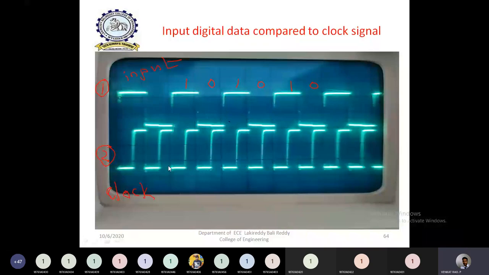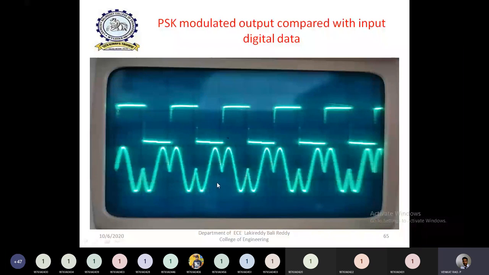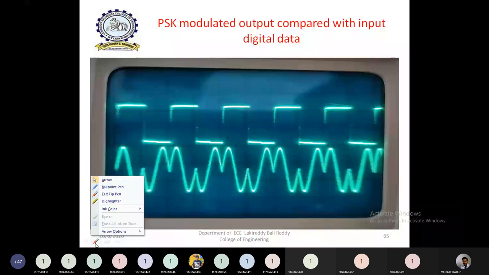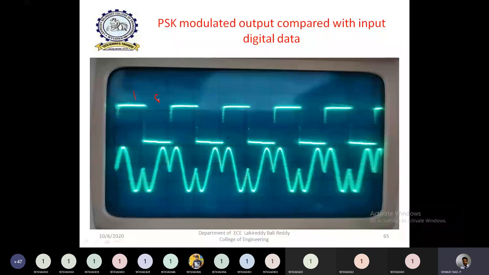Right? Next, you need to observe the PSK modulated output and compare it with the input digital data. If you clearly observe the input digital data, which is identified as 1 0 1 0 and so on, then from the basic fundamental operation of phase shift keying modulation, whenever there is a 1 on the input side, the PSK will produce the carrier signal with 0 degrees phase. That means the same carrier signal will be obtained.